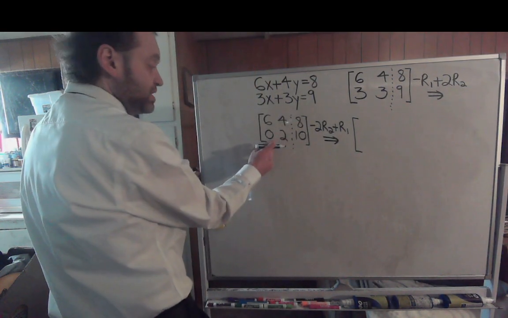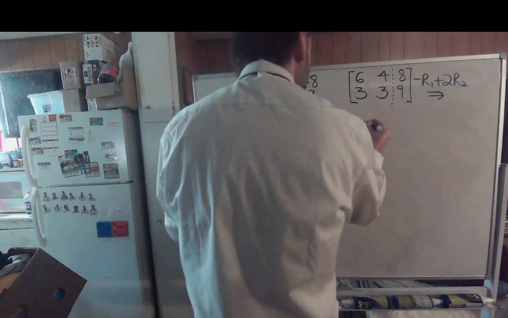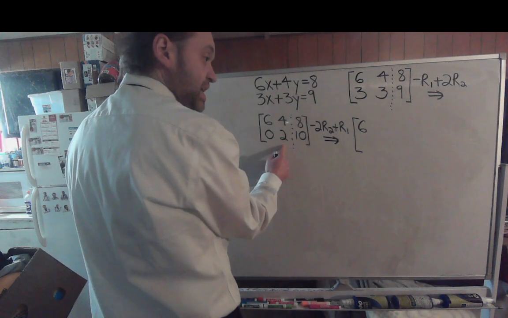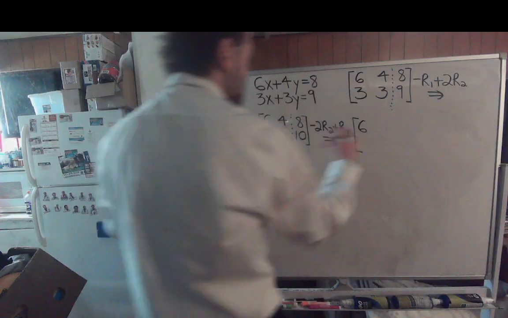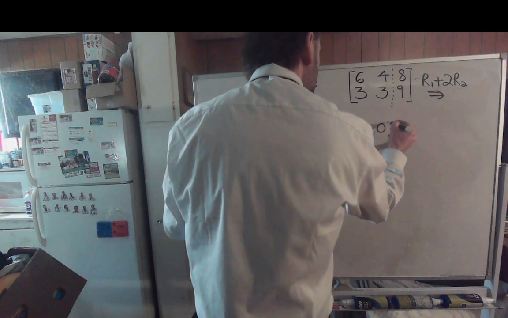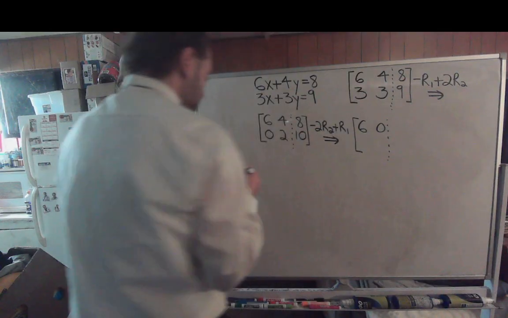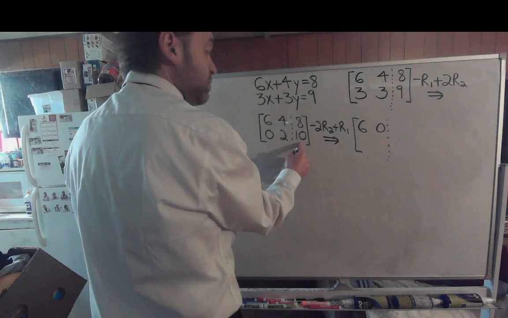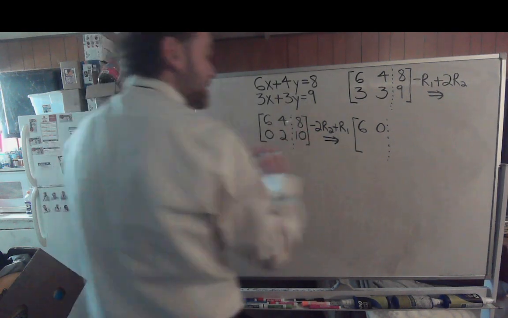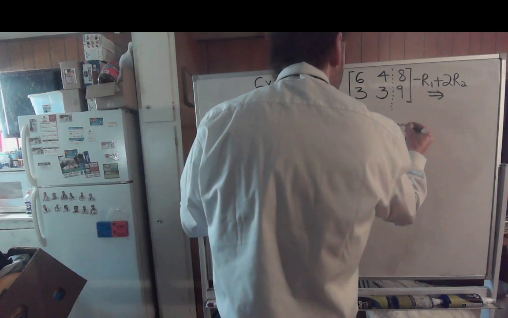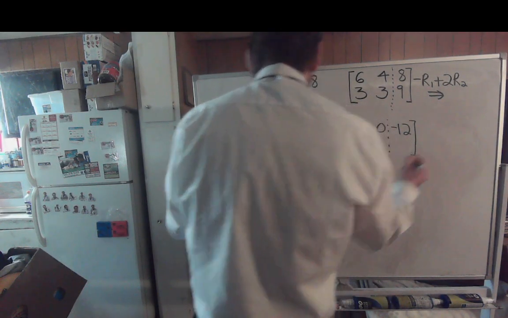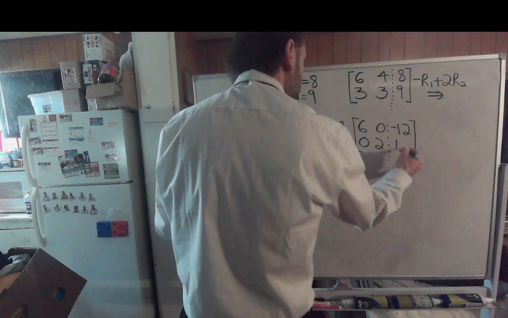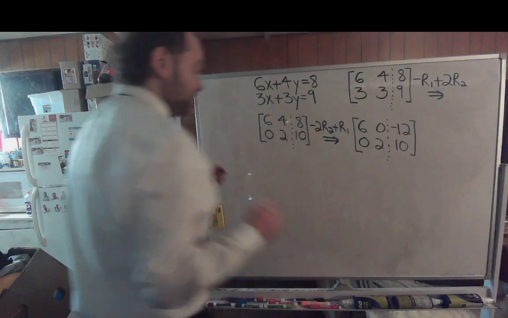Negative 2 times 0 is still 0, plus 6 would give you 6. Alright, negative 2 times 2 is negative 4, plus 4 is 0. Negative 2 times 10 is going to be negative 20, plus that 8 would be negative 12. And then you still have your second row of 0, 2, and 10. We're almost there, but not quite.